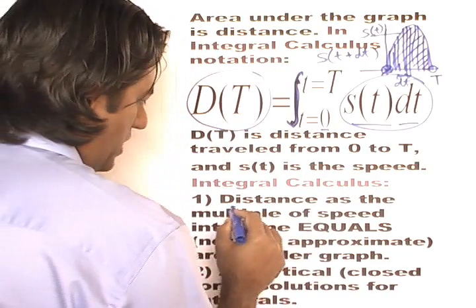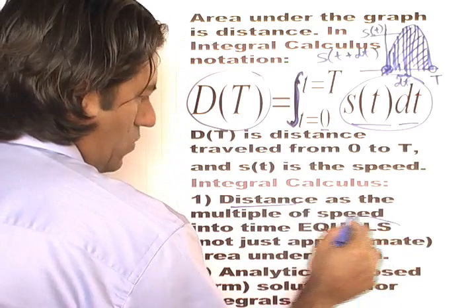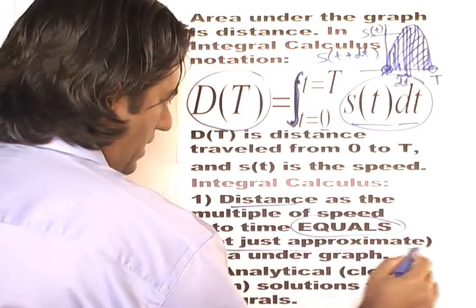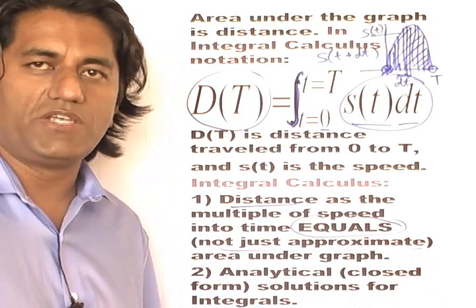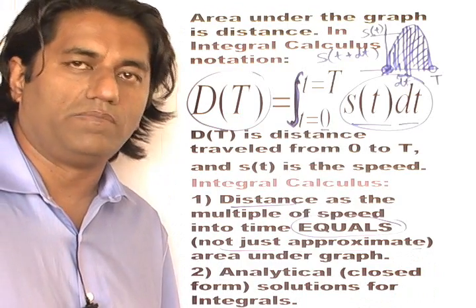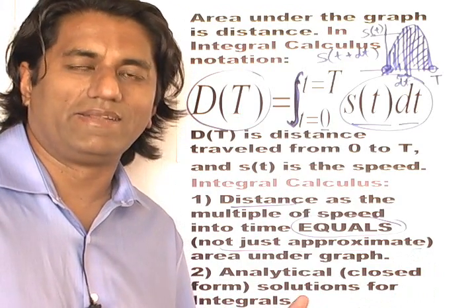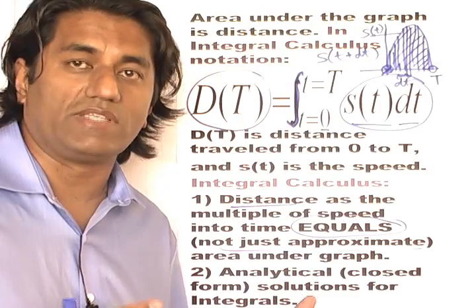So that's the first part of it. It says it equals, not just approximate. It's a valid approximation, and it's actually completely true in the sense that it actually is equal.